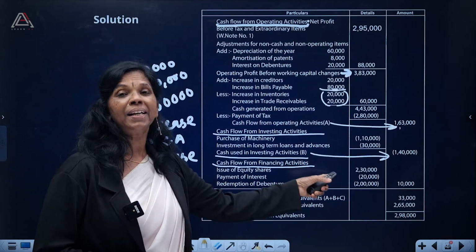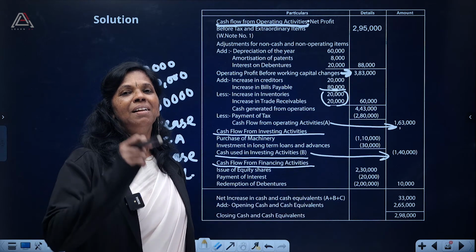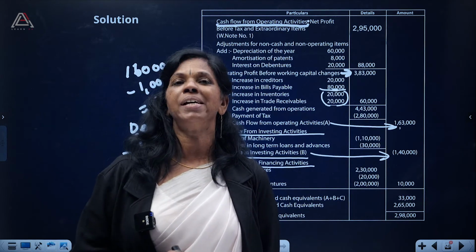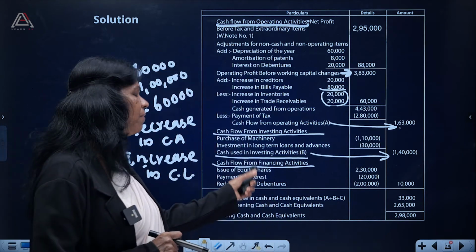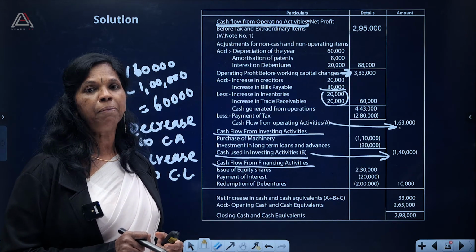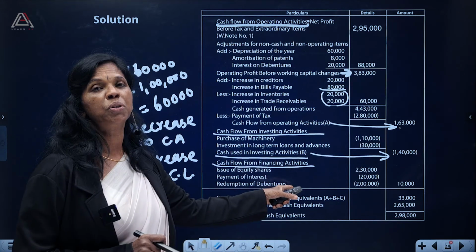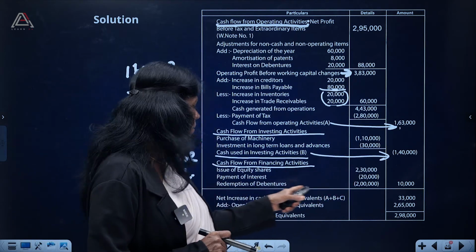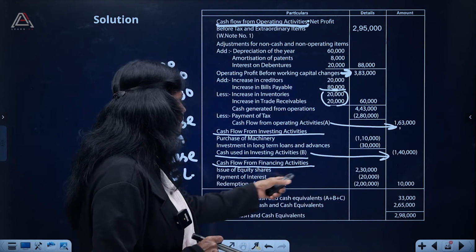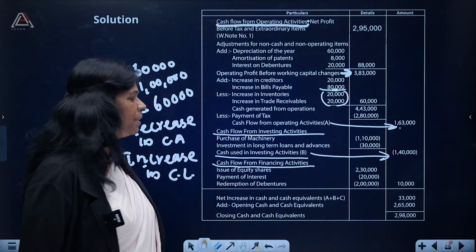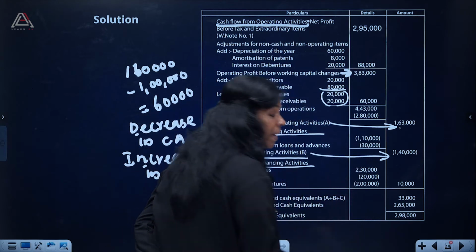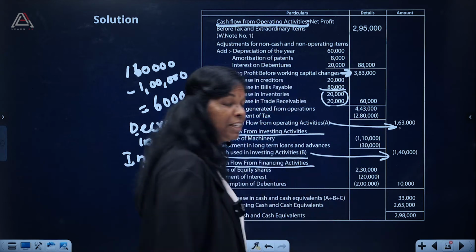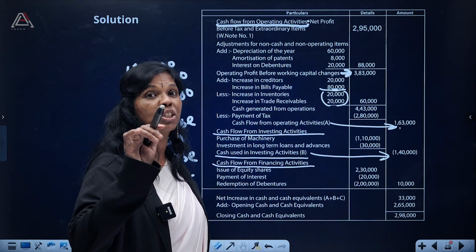So under cash flow from financing activity, you have to check whether there is issue of shares and debentures and redemption of shares and debentures. In addition, whether there is any interest payment or any other payment, you have to note that. So we have equity shares issue 2,30,000, then payment of interest 20,000, then redemption of debentures 2 lakh. Then take the total. How much is the total of the minus figures? 2 lakh plus 20,000, that is 2 lakh 20,000.